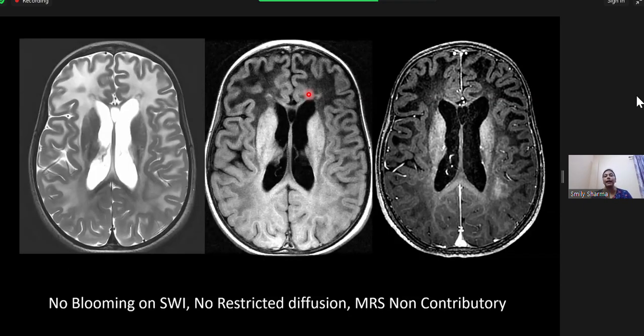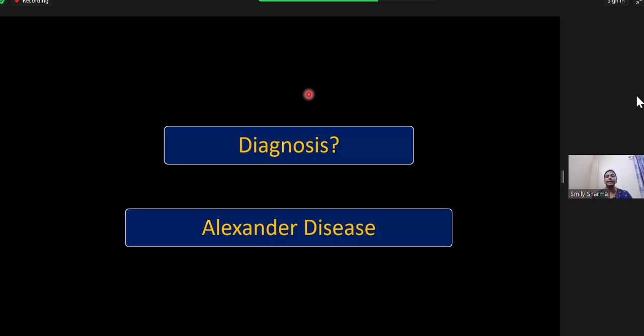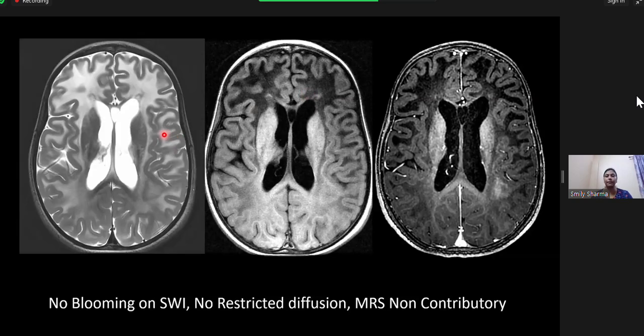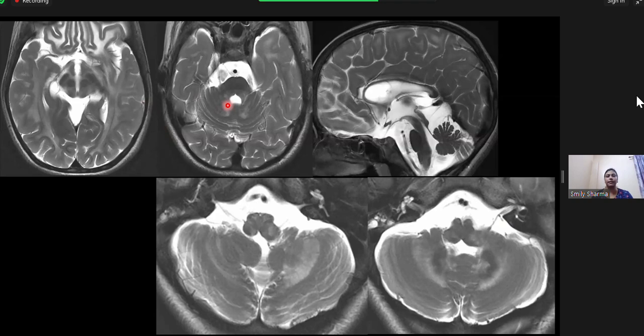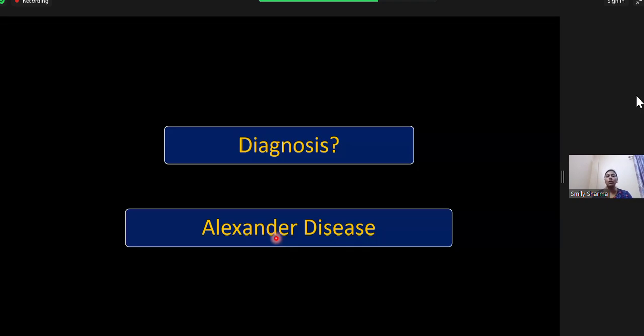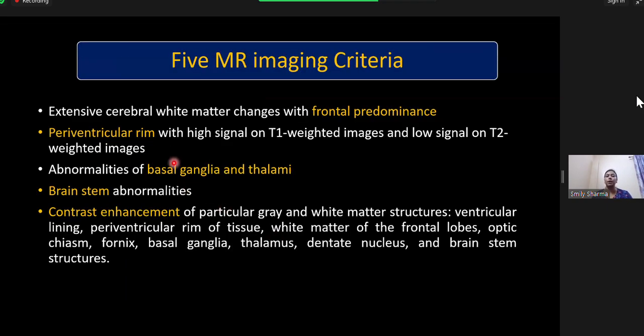Then apart from that, there can be hyperintensity seen in the basal ganglia as well as the thalami and the brainstem. So both the dorsal pons as well as the medulla can be involved. So all these have a point. There are points for basal ganglia, thalami and brainstem abnormalities. And apart from all these abnormalities, there is a point for contrast enhancement of various structures.